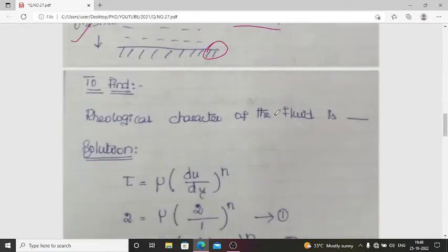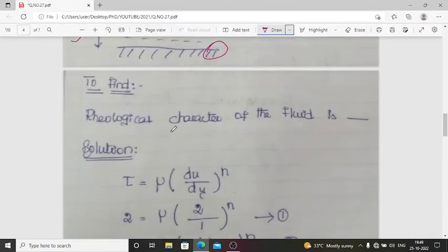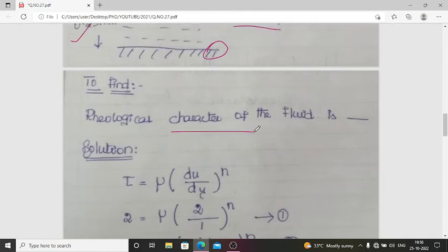The objective of this problem is the rheological character of the fluid. Whether the fluid is pseudoplastic, Newtonian, dilatant, or ideal and inviscid flow. So we are going to check. Only after calculating the value do we come to know. So the answer for this problem is pseudoplastic.